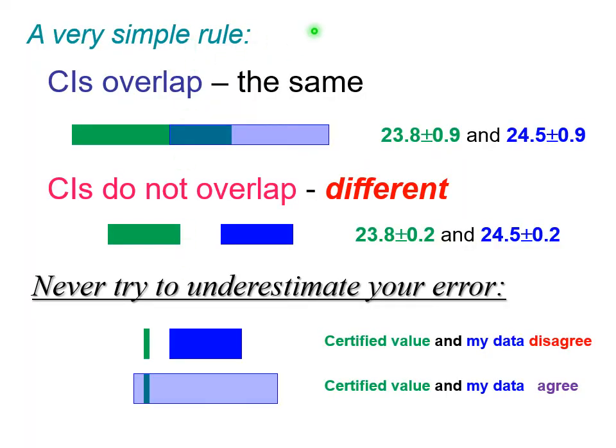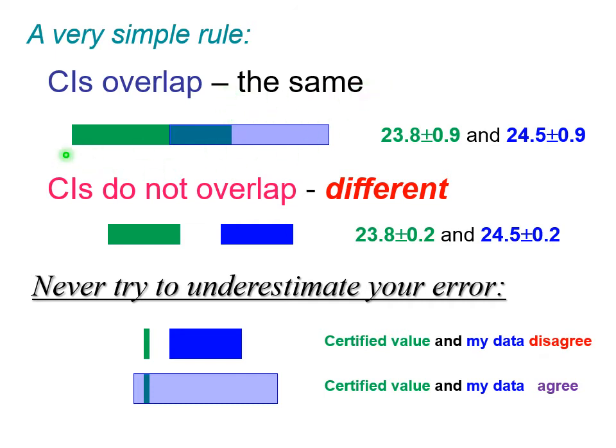Now, how can we use confidence interval for two different numbers? They are very complex statistical methods. You can read them in your book, or much better, use textbooks in mathematical statistics. Now, for purposes of our class, we'll be using a very simple rule. If confidence intervals overlap, you cannot see the difference. From point of view of your measurements, this is the same.